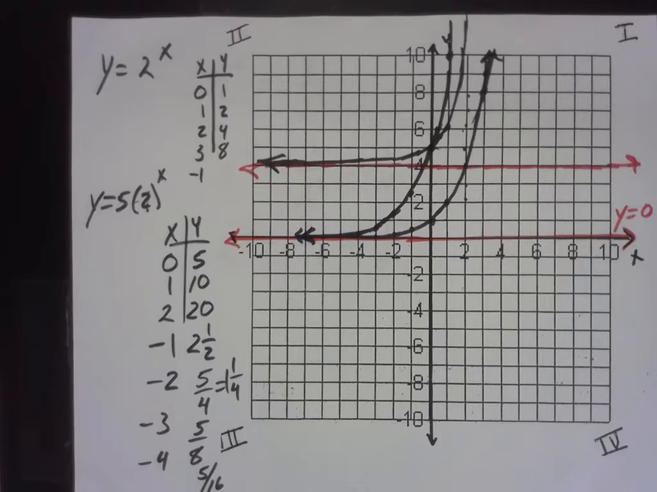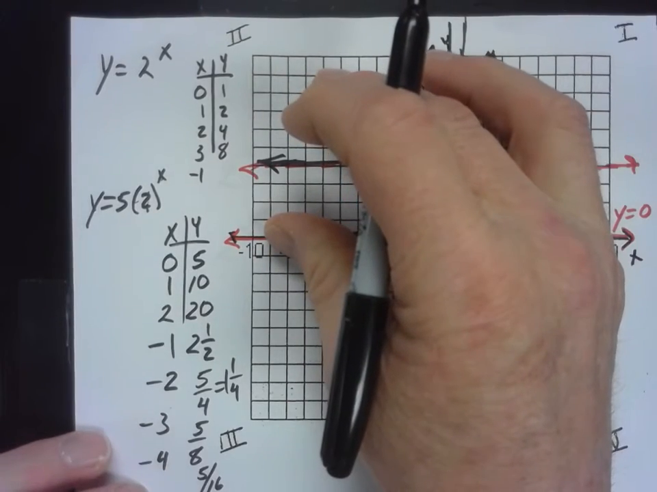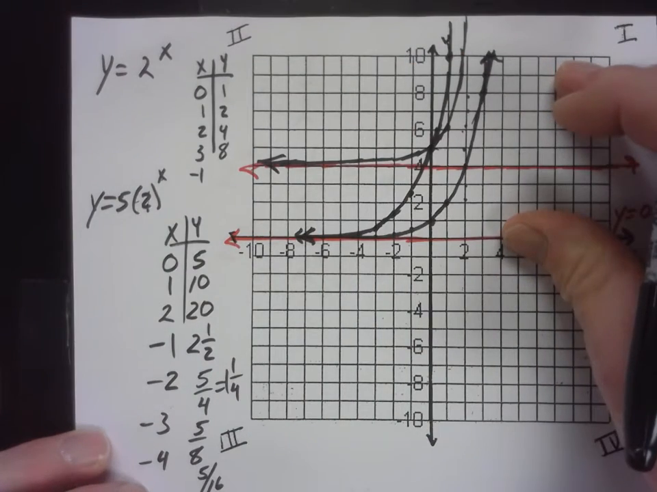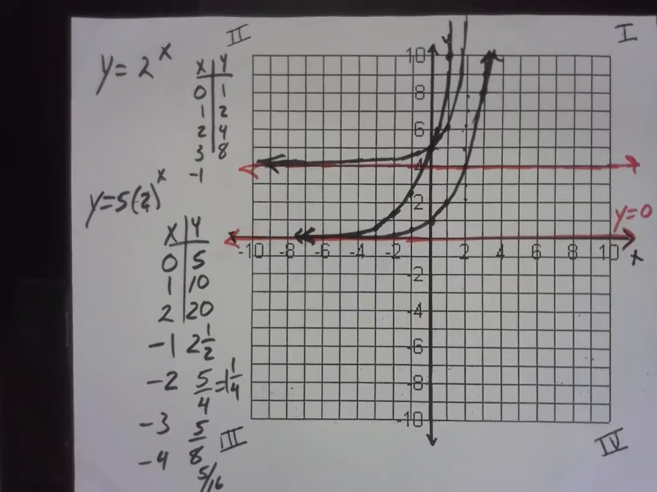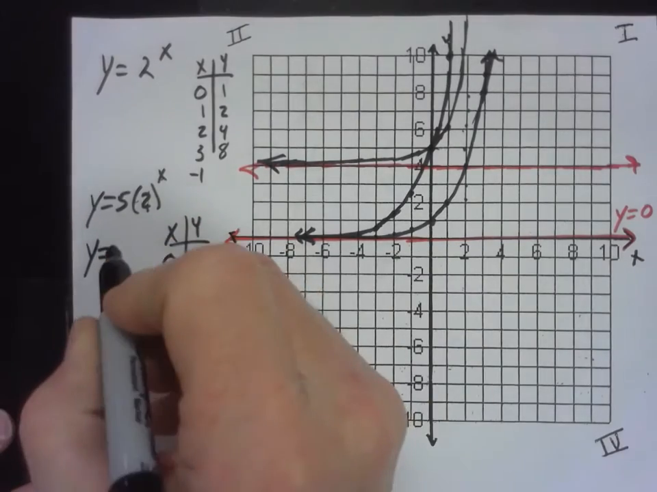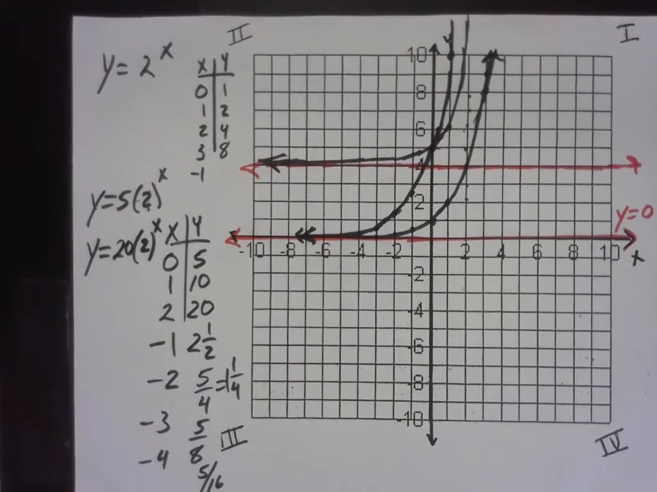So when it just slides to the left, does the asymptote change? If it just slides to the right, is the asymptote going to change? No. So I have y equals 5 times 2 to the x. What if we put y equals 20 times 2 to the x? What's the asymptote still going to be? 0. Still going to be 0. It's just going to slide to the left until that happens, right? Or what if we put a negative number there? We'll talk about that tomorrow.